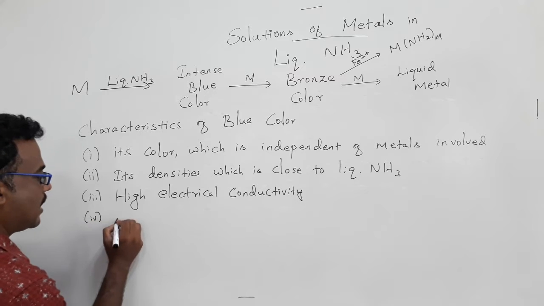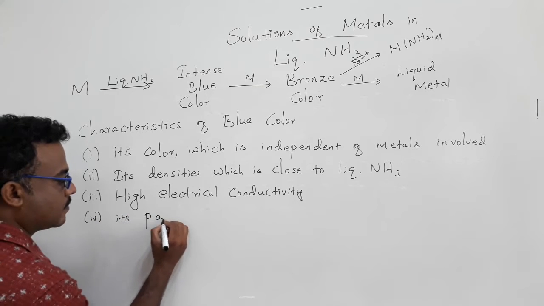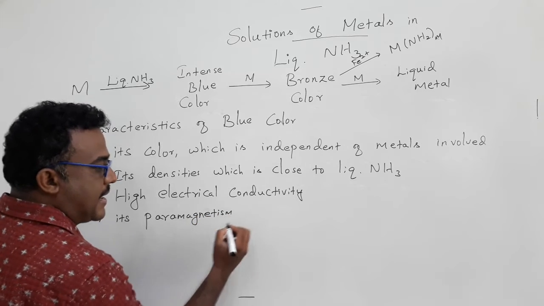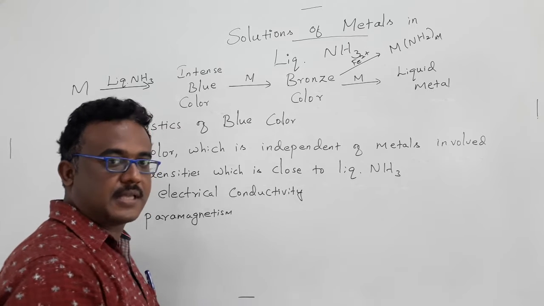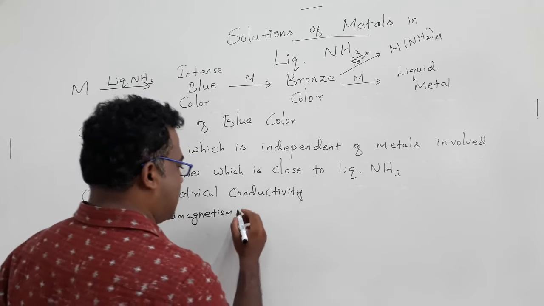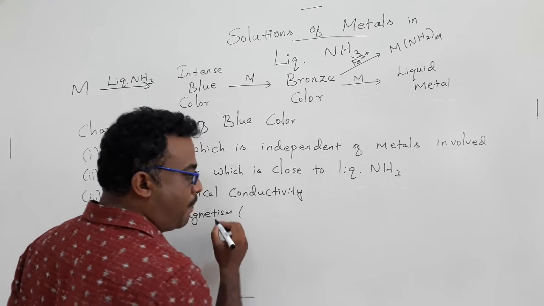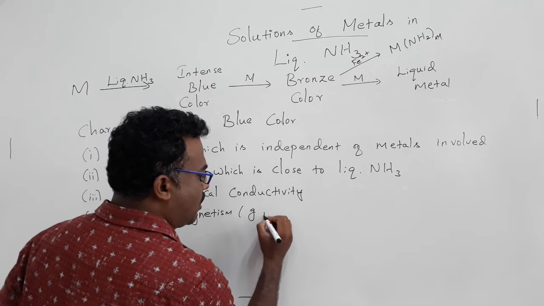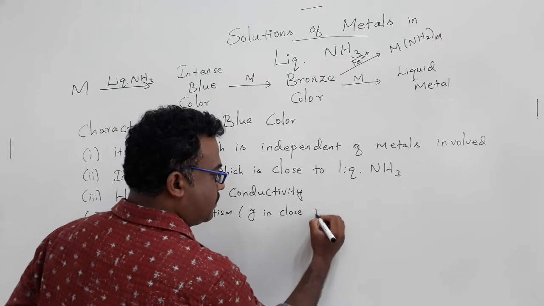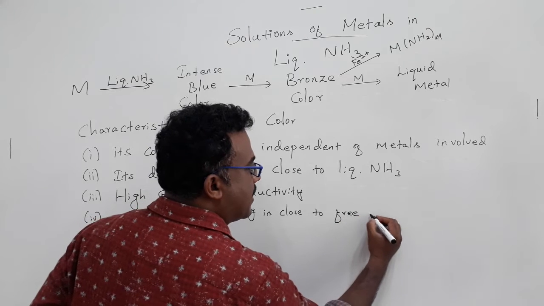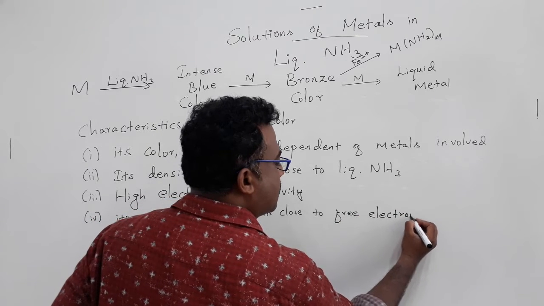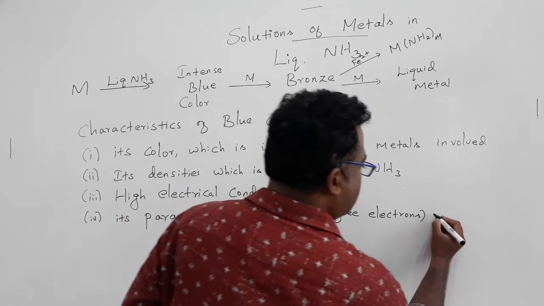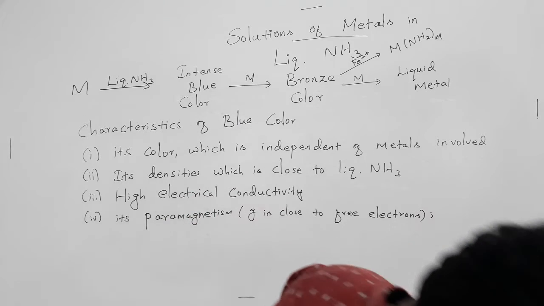Fourth one, paramagnetism. Paramagnetism means there is a creation of unpaired electrons, or you can say there is a presence of free electrons. The g value from EPR spectroscopy, if you measure it for the blue color solution, is close to that of free electrons.